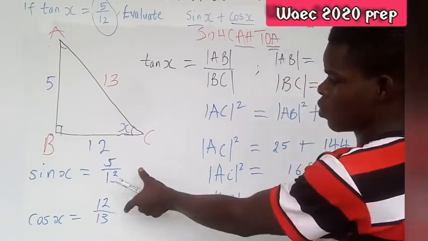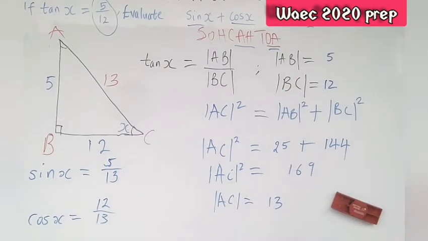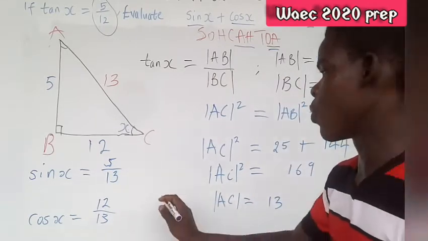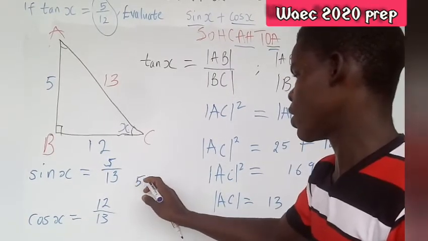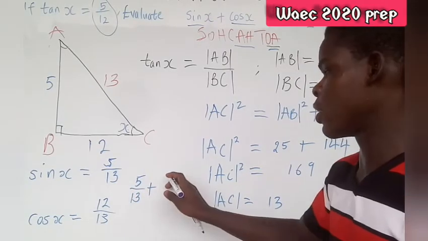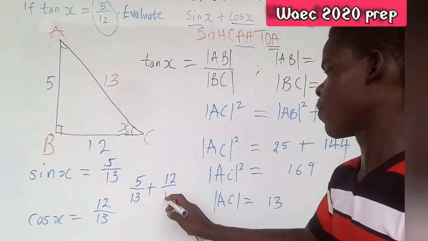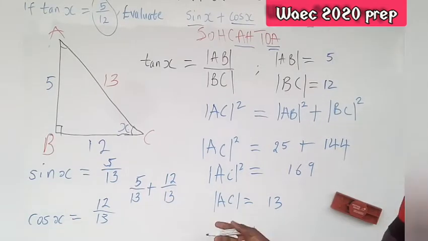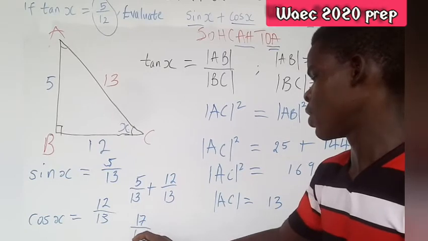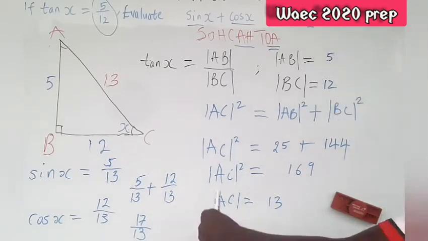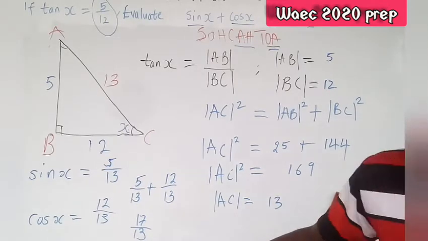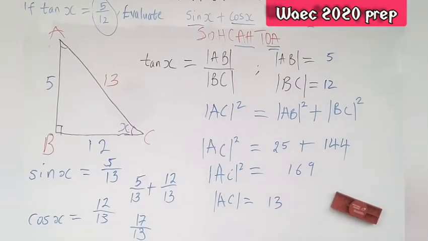So the sum of these two trig ratios, sine x plus cosine x, will now become 5 over 13 plus 12 over 13. I believe you can now get your result to be what? 17 over 13. So that is the sum of sine and cosine. The result gives us 17 over 13. I hope that's clear enough.